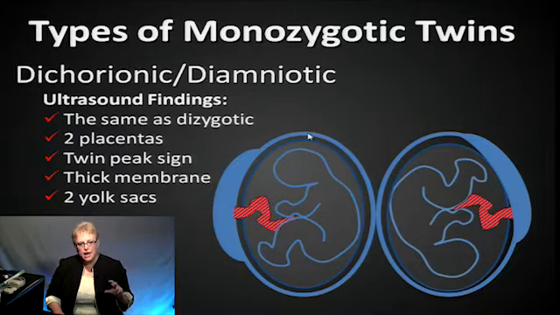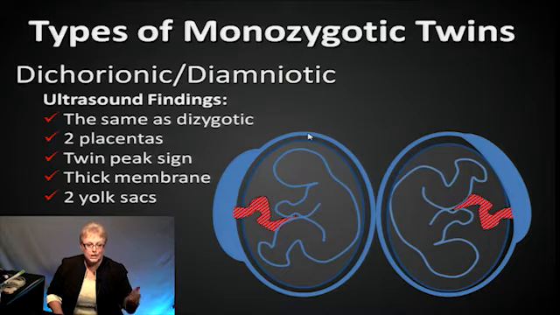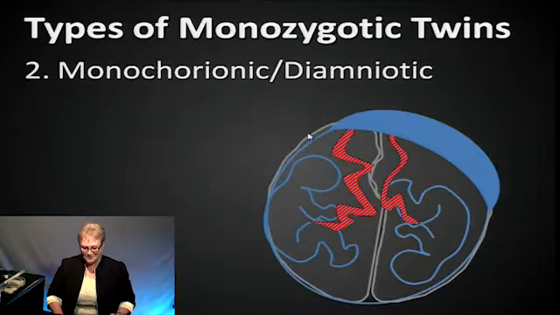So when you have dichorionic twins, 2 placentas, and they're the same gender, 80% of the time they're going to be dizygotic. But 15 to 20% of the time they're monozygotic, they just split early. Does that make sense? Good, because everything else we do is based on this.